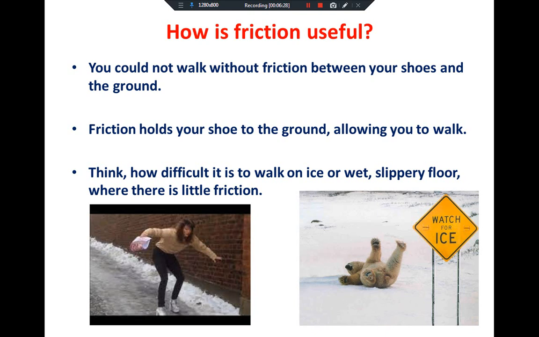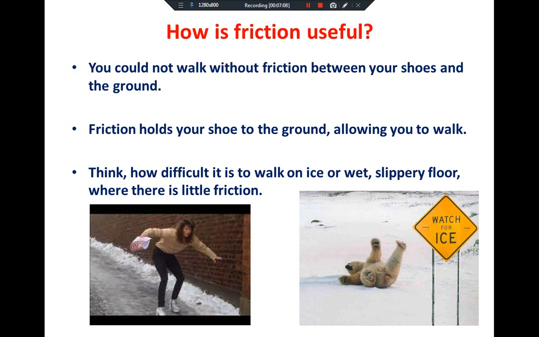So let's see why it's useful to have friction. Okay, you could not walk without friction between your shoes and the ground, just like I told you. If there is no friction between your shoes and the ground, you cannot walk. Therefore, we need a larger amount of friction in order to walk safely. Friction holds your shoe to the ground, allowing you to walk. Think how difficult it is to walk on an icy or wet slippery floor where there is little friction.